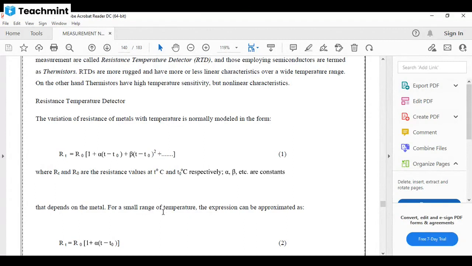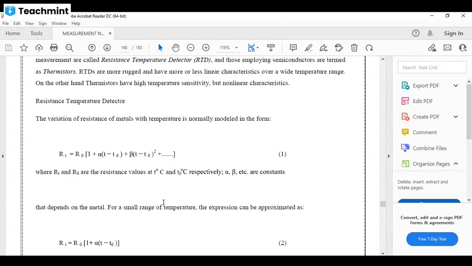And the constants depend on the metal. So generally the RTD equation is: R_T, which is the resistance value at temperature T, and R_0 is the resistance when the temperature is T_0. Alpha and beta are constants, and these constants depend on the metal.